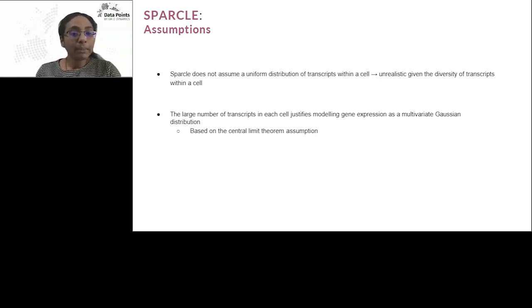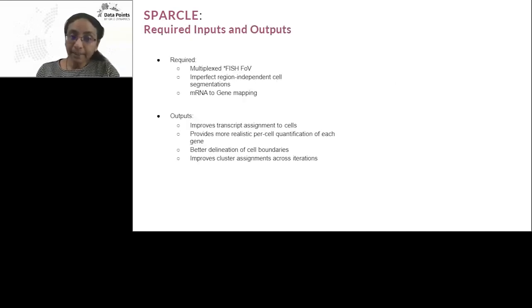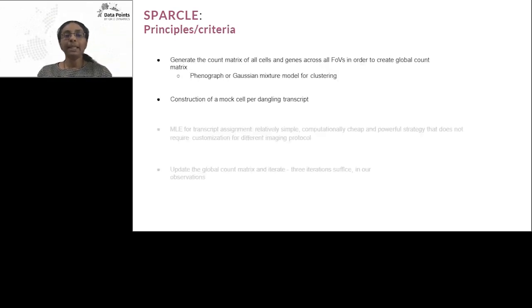What was required was multiplex FISH images. We needed to start with some sort of a prior, and that was the cell segmentation. And we needed to know which of the 140 genes belonged in this data so that the mRNAs could be mapped to it. And the outputs were improved transcript assignments to cells, a better count matrix, a better delineation of the cell boundaries, and improved cluster assignments.